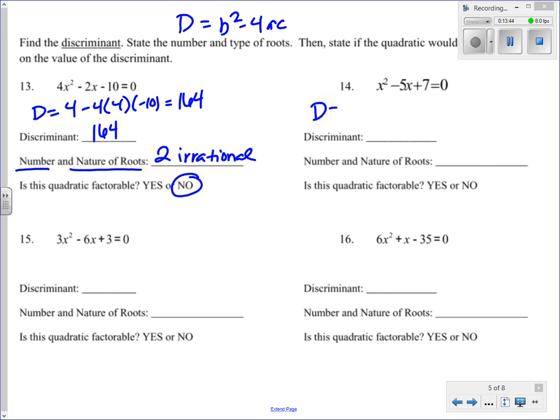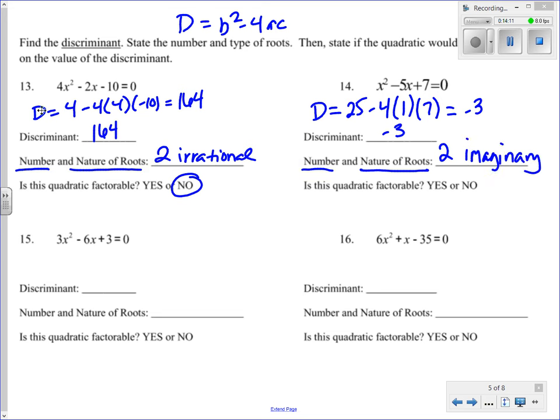We're going to do the same process for 14. So b squared would be 25. 5 squared is 25. Times 4 times 1. Times c is 7. This will give us a discriminant of negative 3. When we get a discriminant that is negative, that tells us our number of roots is 2. Our nature is imaginary. Okay, is this quadratic factorable? No. Quadratics are not factorable when we have imaginary or irrational roots.